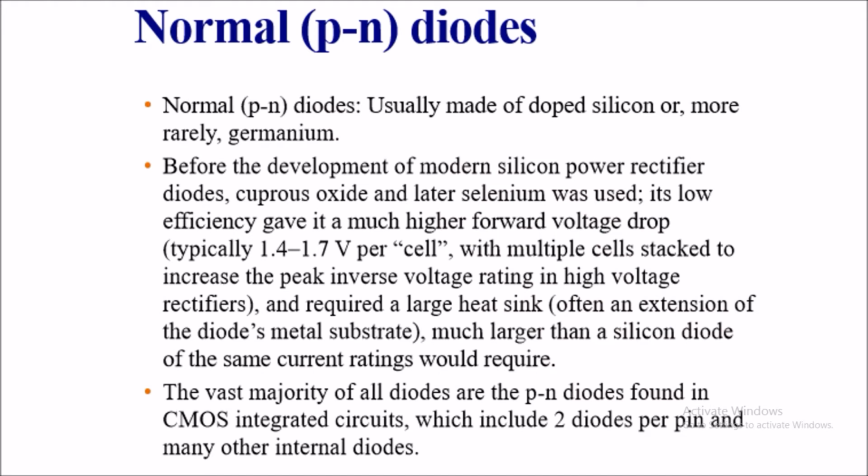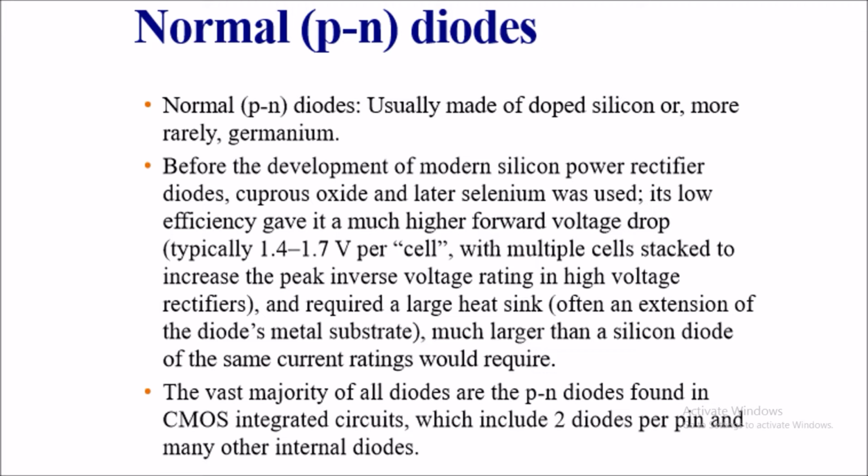So first, speaking about the normal PN diode. Normal PN diodes are usually made of doped silicon or, more rarely, germanium. Before the development of modern silicon power rectifier diodes, cuprous oxide and later selenium was used. Its low efficiency gave it a much higher forward voltage drop, typically from 1.4 to 1.7 volts per cell, with multiple cells stacked to increase the peak inverse voltage rating in high voltage rectifiers, and it required a larger heat sink, often an extension of the diode's metal substrate, making it large and expensive, much larger than a silicon diode of the same current rating would require.